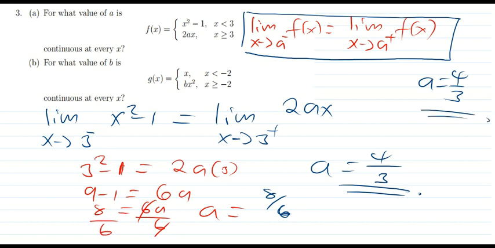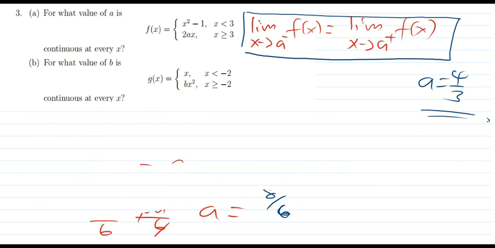As simple as that. Now, what we need to understand here is that if I plug in A to be 4 over 3, the answer is going to be the same if I take the limit as x approaches 3 from the left side and the limit as x approaches 3 from the right side. We can prove this. Okay?